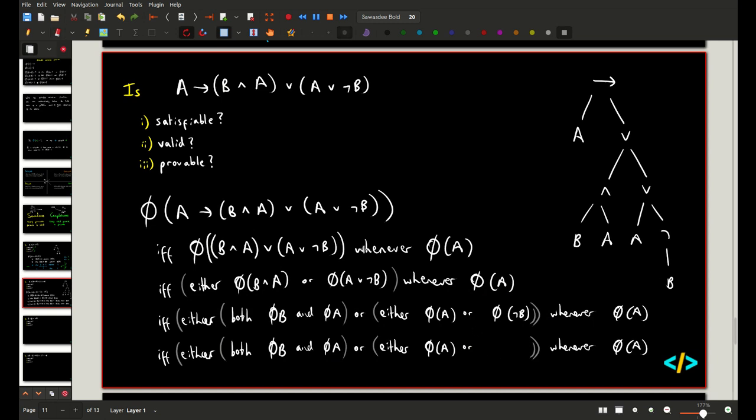Or, and all this would be is phi A or phi B equals false, because then not phi B would be true. And this would then be our mathematical expression, and we can plug in a truth assignment into that to see if it's satisfiable or not satisfiable.